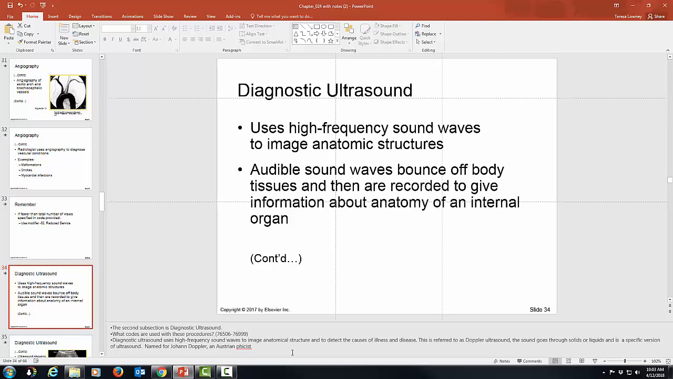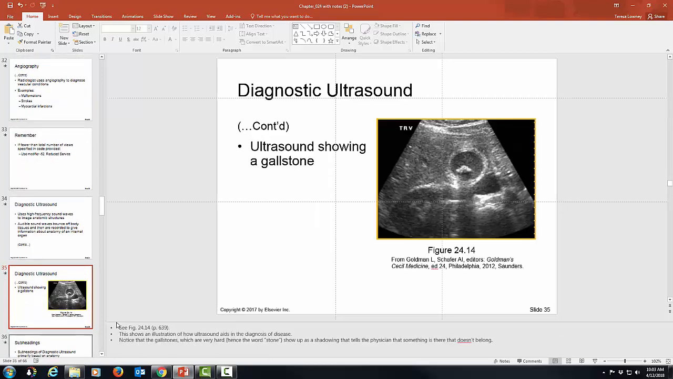So the diagnostic ultrasound is often referred to as a Doppler ultrasound. The sound goes through solids or liquids and is a specific version of ultrasound. It was named for Johann Doppler, who was an Austrian physicist. Your diagnostic ultrasound here is showing a gallstone. They're very hard, and so they're shown as a stone, but we've also called them what? A calculus. It's telling the physician there is something there that does not belong.